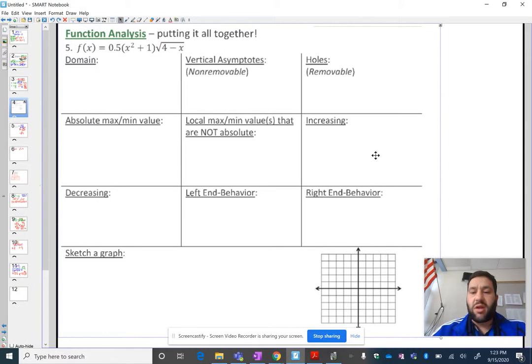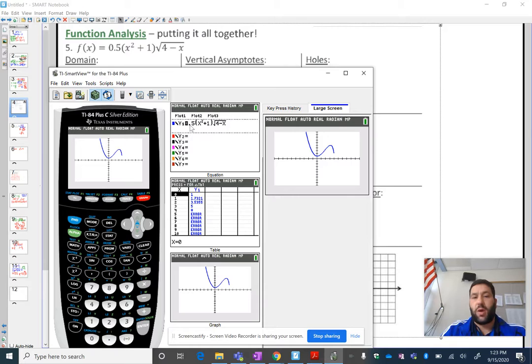All right, now we want to start piecing everything that we've been learning together. So the first thing I would do is pause this video, go to your graphing calculator, and put in the following equation: y equals 0.5 times x squared plus 1 times the square root of 4 minus x, and hit graph. Okay, so please pause your video now and do that.